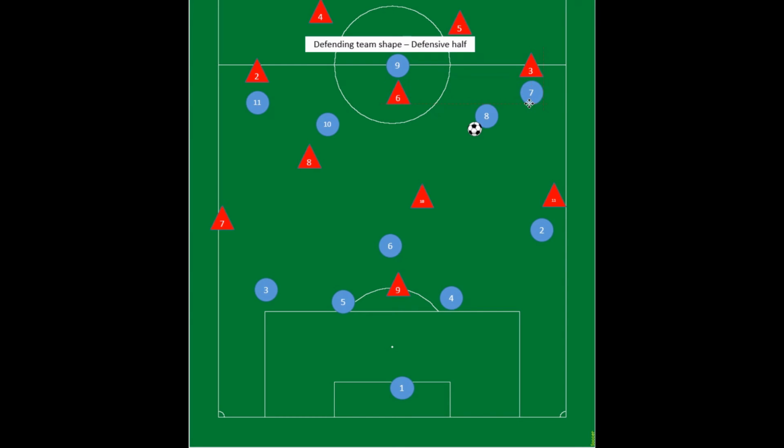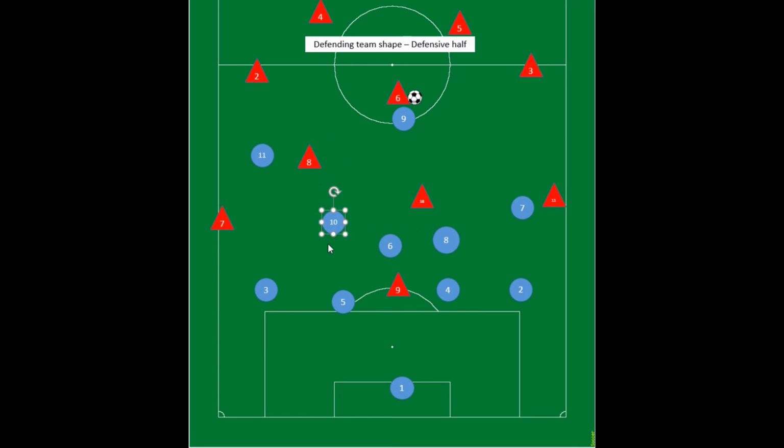So that's pretty much it. Again, the recovery for this is we lose the ball in this half. We go back. Okay, we lose the ball here. 8 drops back. 10 drops back. Marking as we go. 11 drops back. 9 harasses the ball. 2 drops back. 7 picks up this player. And pretty soon we're back into the structure again.